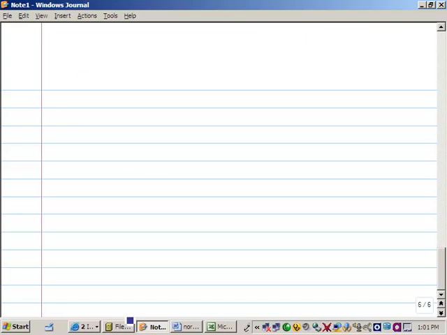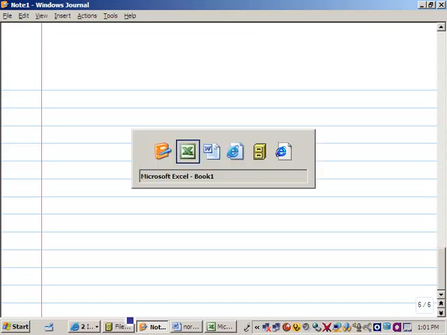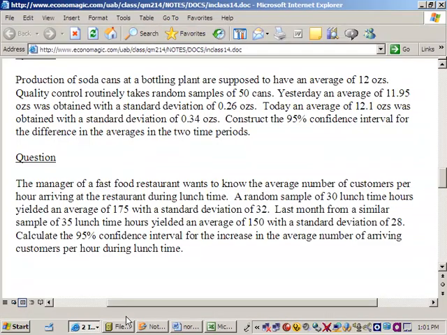Let's now look at another one of those problems with averages. All right, the second one there. The manager of a fast food restaurant wants to know the average number of customers per hour arriving at the restaurant during lunchtime. A random sample of 30 lunchtime hours yielded an average of 175 customers per hour, with a standard deviation of 32 customers per hour.